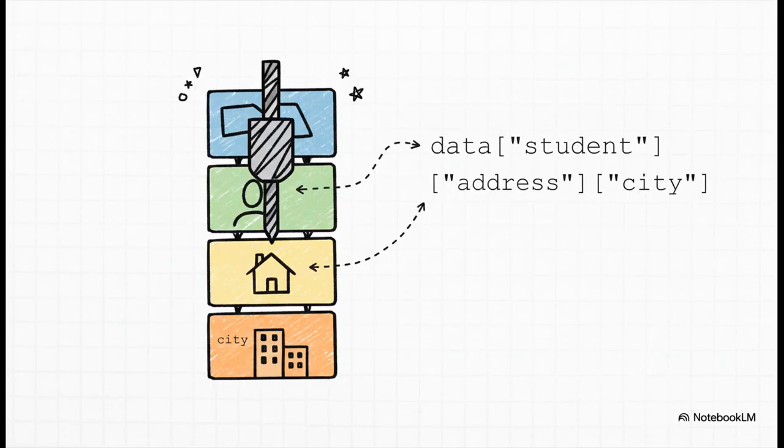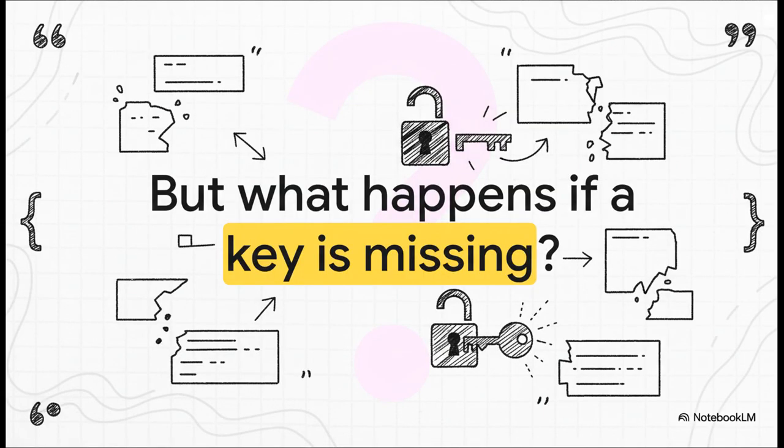So how do you actually get to that piece of information buried deep inside? Well, it's surprisingly easy. You just drill down through the layers. You chain the keys together using square brackets, one after the other. So here, we go from the main object into student, then into address, and bam, we grab the city. Now that seems simple enough, but it leads to a really important question, one that separates code that works from code that breaks. What happens if you try to grab a key that isn't actually there?